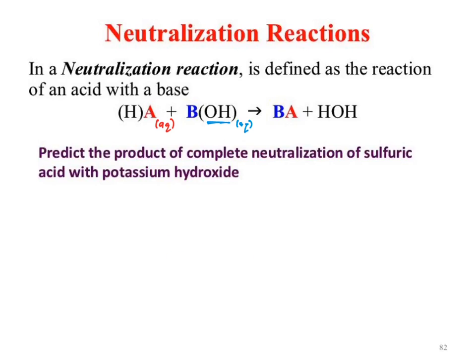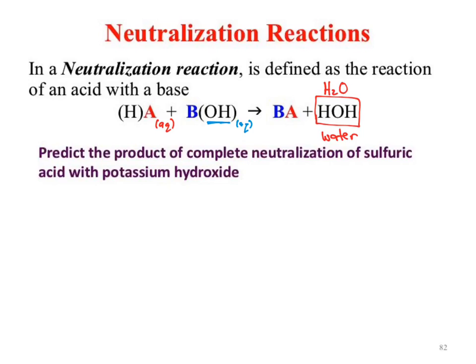The hydroxide, thereby making HOH, also known as H2O, also known as water. So when we run a neutralization reaction, we will always produce water. Right? What happens to the remaining pieces?